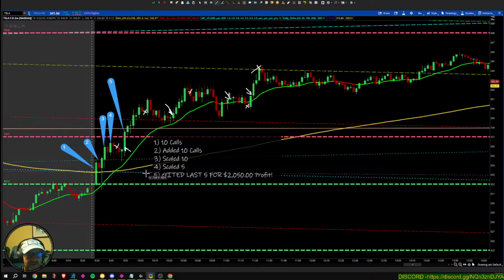I had three going at the same time. Actually, I was in Tesla first, then I got in Meta and Google. But really, realistically, where you see this X, you could have traded up to that, two reds, exit, wait for a green.